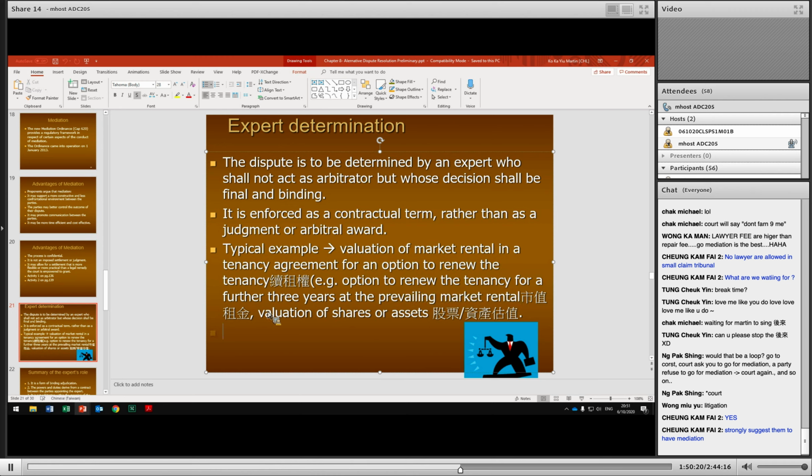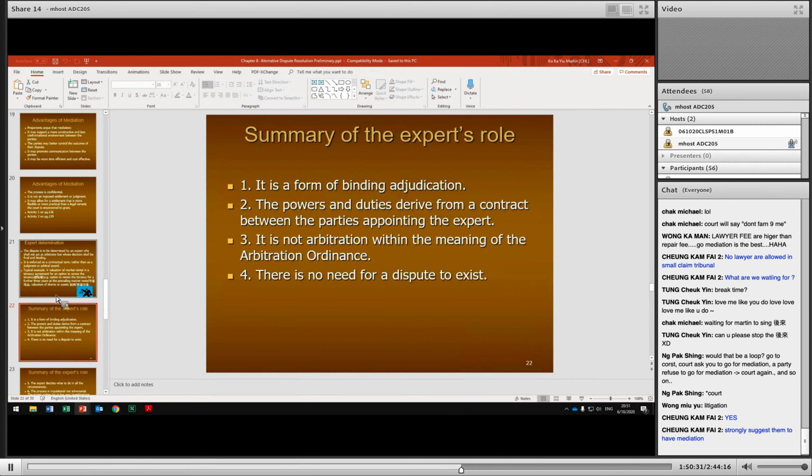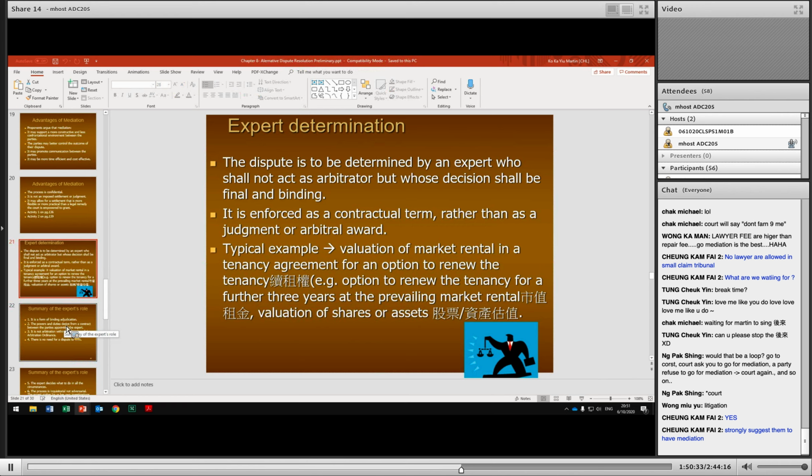Of course, in some other cases like valuation of shares or assets, from time to time the job will be done by the expert. There may be a different expert for different jobs. For example, for rental matters or tenancy matters, usually the job will be done by a surveyor. But for shares or other assets, there may be some people called valuers, 估值師, right? So now they are doing the job of valuation.